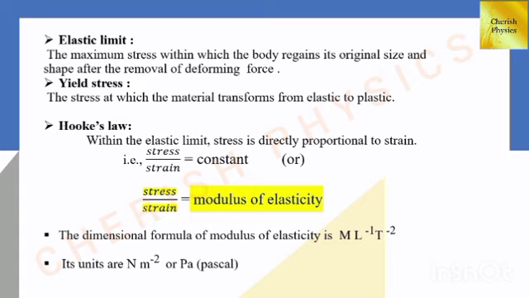Next is the very important law, Hooke's law. Hooke's law states that within the elastic limit, stress is directly proportional to strain. That is, stress divided by strain is a constant, and the constant is called the modulus of elasticity. The dimensional formula of modulus of elasticity is M L^-1 T^-2. Its unit is N m^-2 or Pascal.